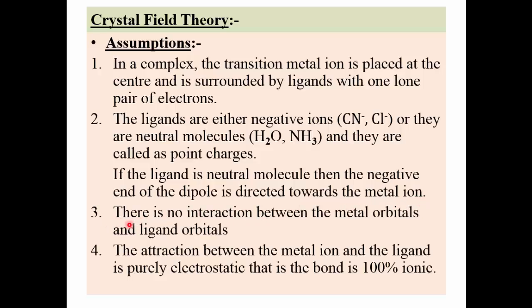Assumption number 3. There is no interaction between the metal orbital and ligand orbital. In the previous chapter, in valence bond theory, we discussed that for formation of a sigma bond, there is interaction between the metal orbital and ligand orbital. Such type of interaction does not take place in crystal field theory.